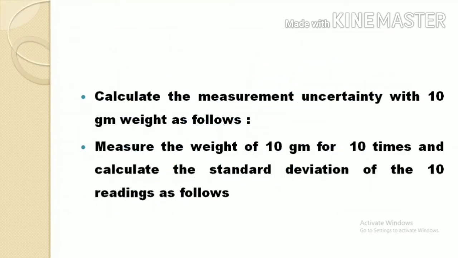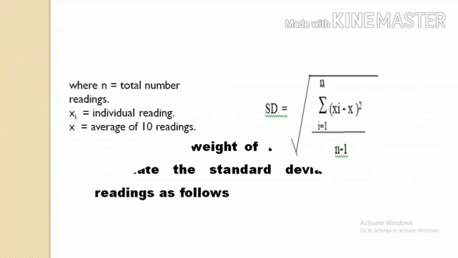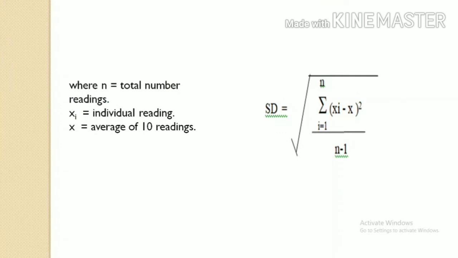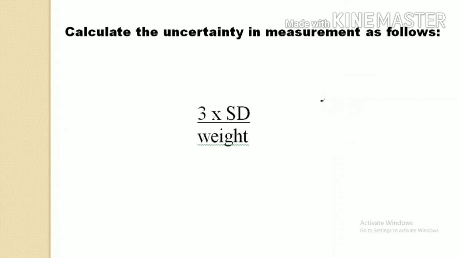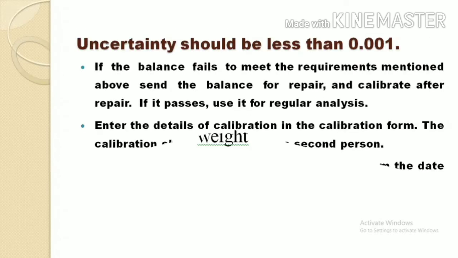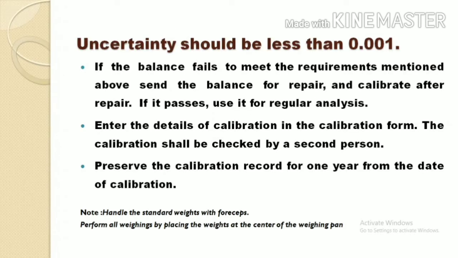Calculate the measurement uncertainty with 10 gram weight as follows. Measure the weight of 10 gram 10 times and calculate the standard deviation of the 10 readings as follows. This is the general standard deviation formula where n is the total number of readings, xi is the individual reading, and x̄ is the average of the 10 readings. Calculate the uncertainty in measurement as follows: 3 times standard deviation divided by weight. Uncertainty should be less than 0.001. If you find this type of result, it means our analytical balance is completely calibrated.